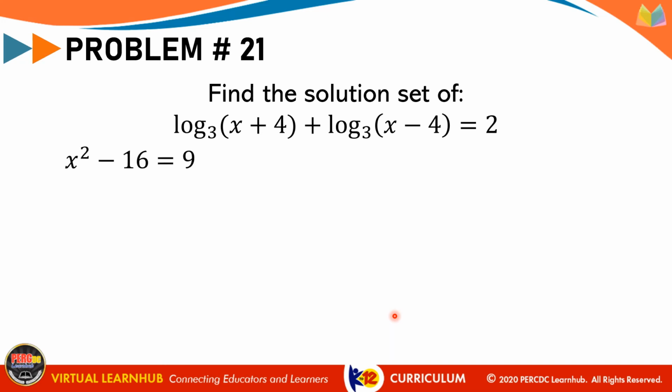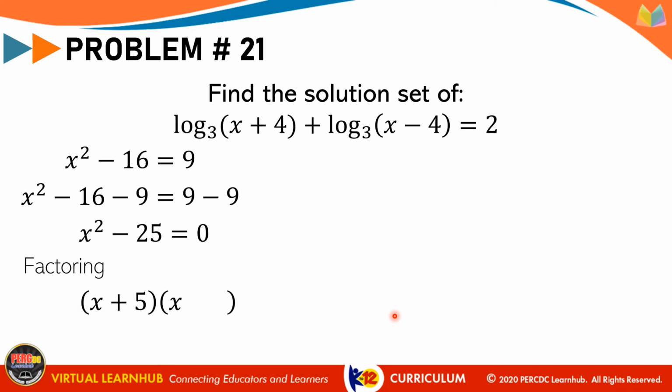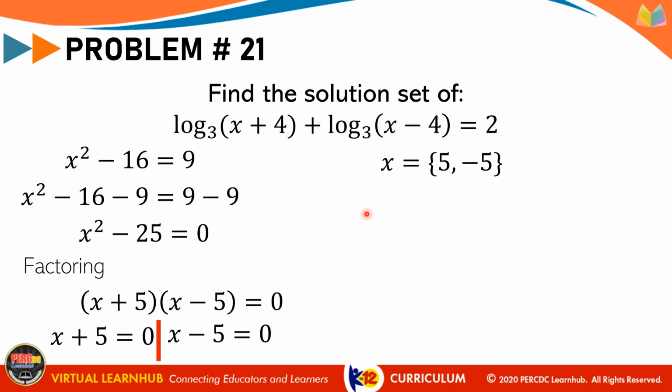From x squared minus 16 is equal to 9, we subtract 9 from both sides and we will have x squared minus 25 is equal to 0. Factoring this, we will have x plus 5 times x minus 5 is equal to 0. Therefore, giving us the following values: x plus 5 is equal to 0 and x minus 5 is equal to 0, or x is equal to 5 and x equals negative 5.